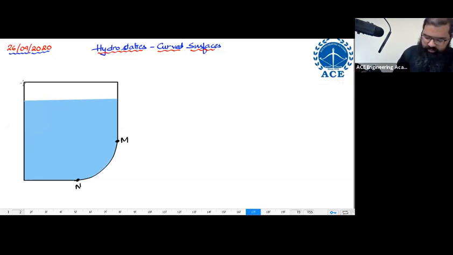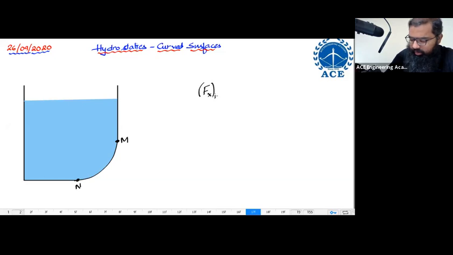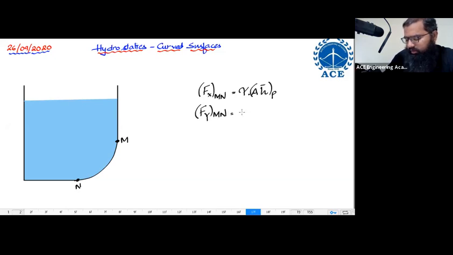We have discussed all these things yesterday. I'm just revising quickly. If I want to find out the value of force on MN, then I'm going to say there is going to be something called the horizontal component of force on MN. So Fx on MN is going to be equal to gamma into area into h bar of projected area. Fy on MN is supposed to be equal to gamma times volume.